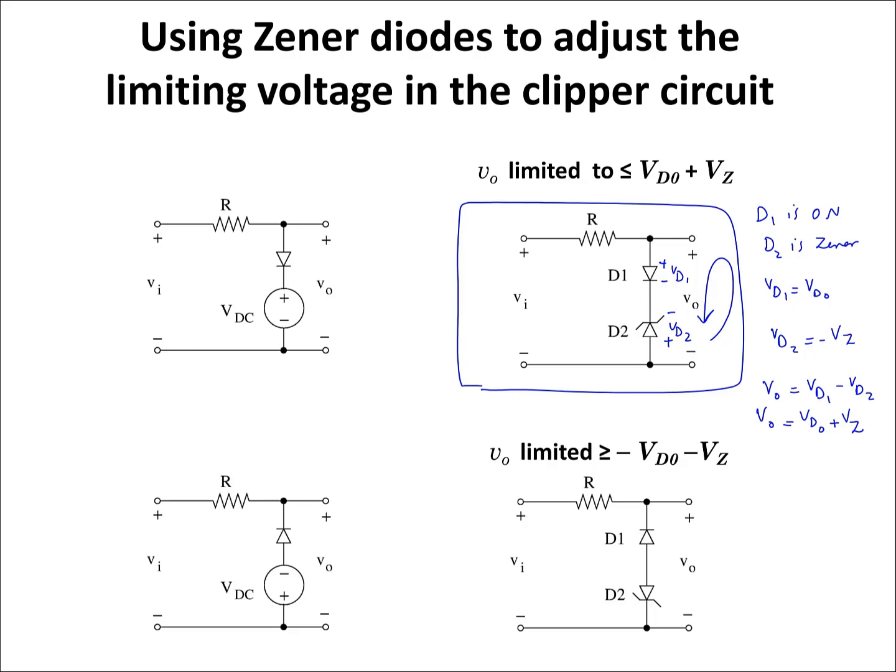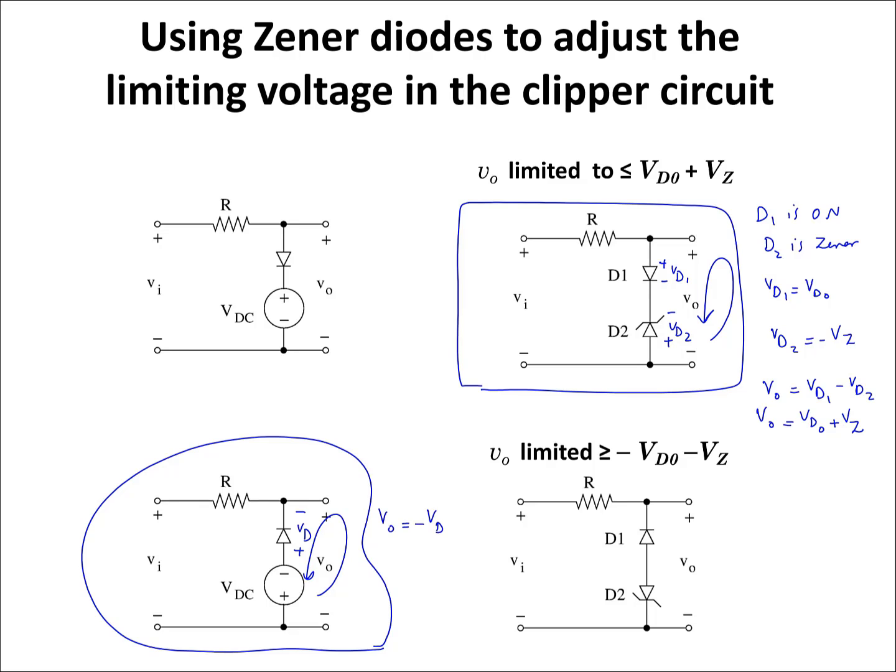If we flip the direction of the diode and connect it in this configuration, V out is going to be limited to negative VD0 minus VDC volts. I can write the voltage across this diode as VD, and using this KVL I have V out equals negative VD minus VDC. And when the diode is on, VD is equal to VD0, so V out is going to be equal to negative VD0 minus VDC. And the same goes here.